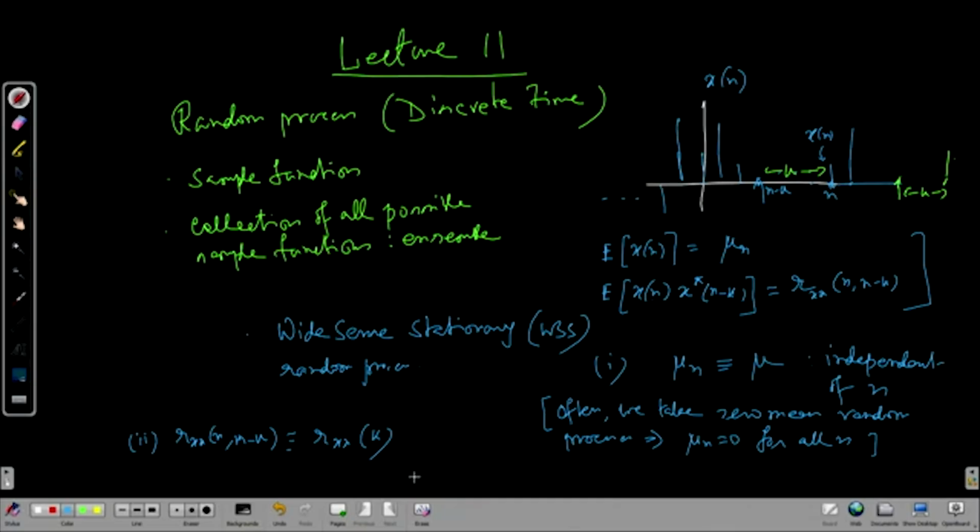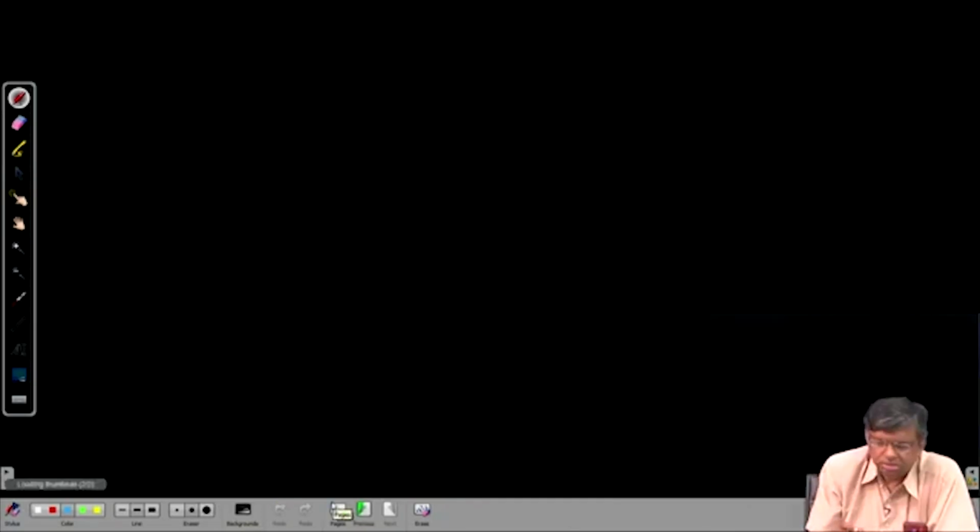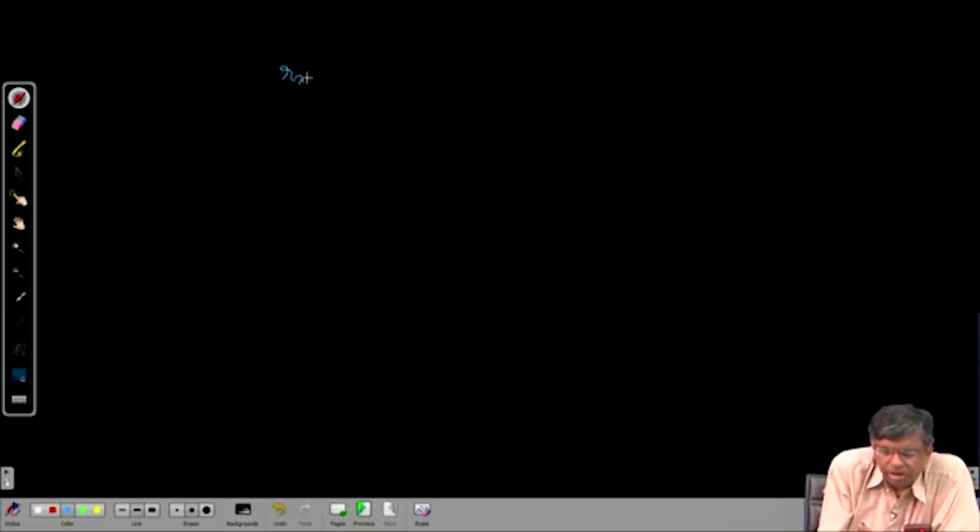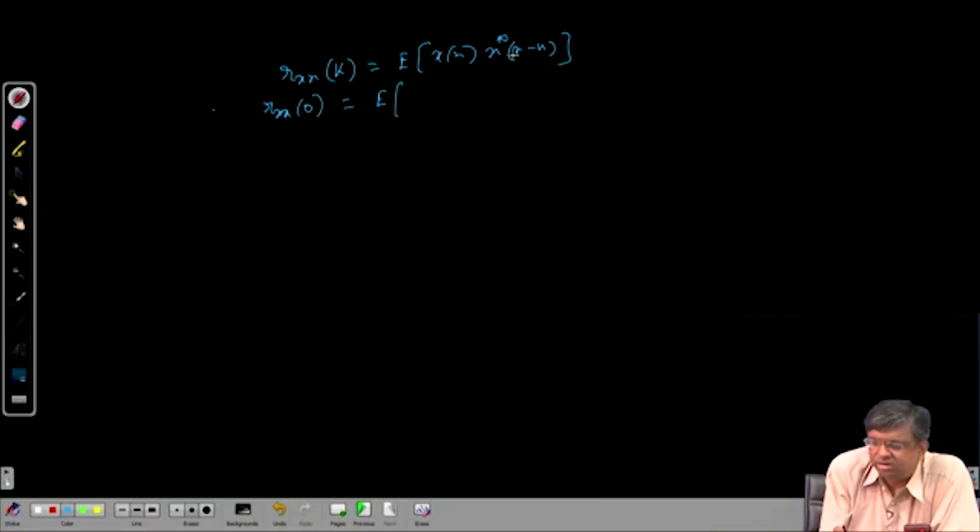One thing, so I come to the next page. Now I rewrite R_xx(k), which is nothing but, as we have seen, E of x[n] x*[n minus k]. It depends only on the gap. So, one thing is, what is R_xx(0)? R_xx(0) is E of x[n] x*[n minus 0], that is x[n] x*[n]. Of course, mod x[n] makes it real, square, and mod itself makes it non-negative, it cannot be negative, square, expected value.